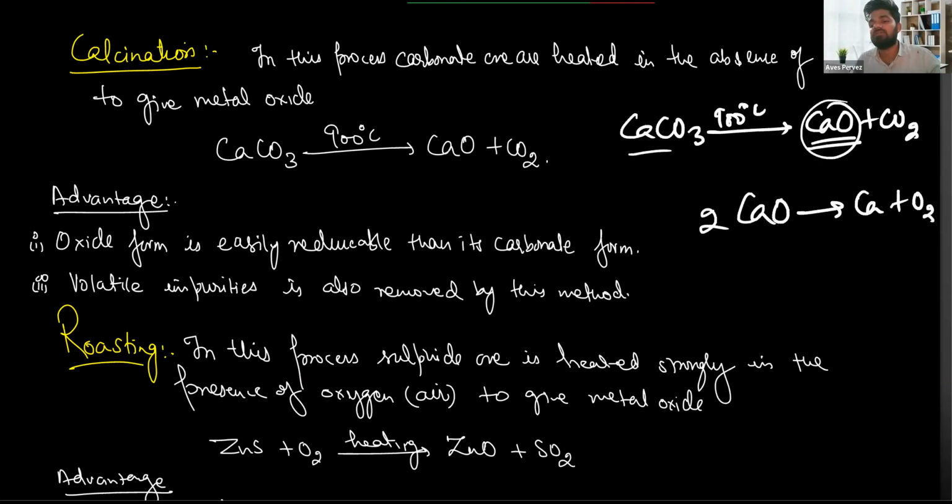So this is called "easily reducible." It means it can be easily reduced, meaning calcium oxide can be easily converted into calcium. Understood? Yes, sir.